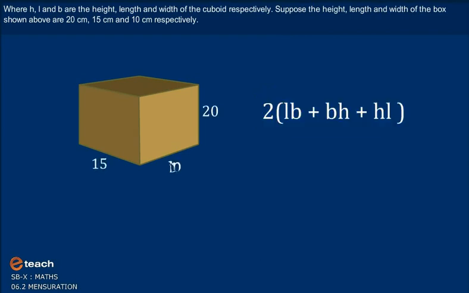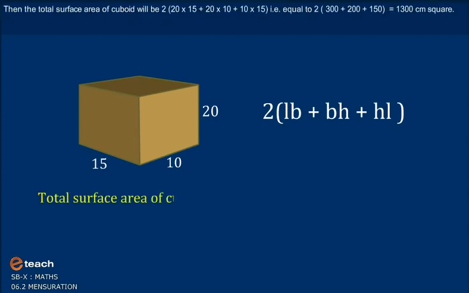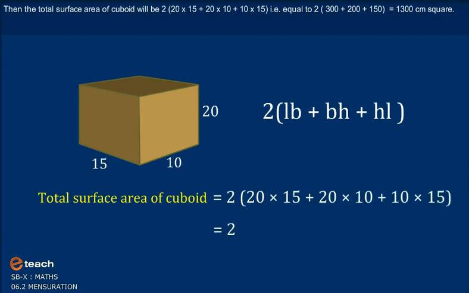Suppose the height, length and width of the box shown above are 20 cm, 15 cm and 10 cm respectively. Then the total surface area of the cuboid will be 2 into (20 into 15 plus 20 into 10 plus 10 into 15), which is equal to 2 into (300 plus 200 plus 150), which comes to 1300 centimeters square.